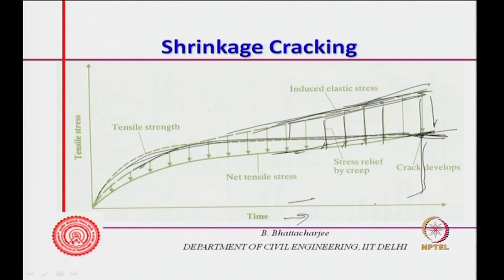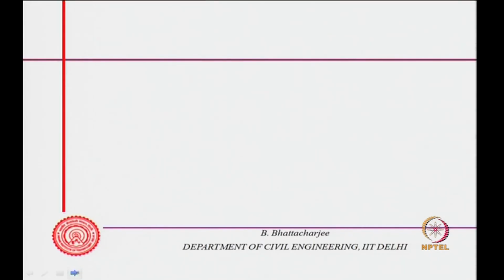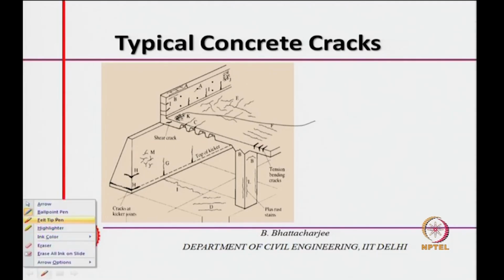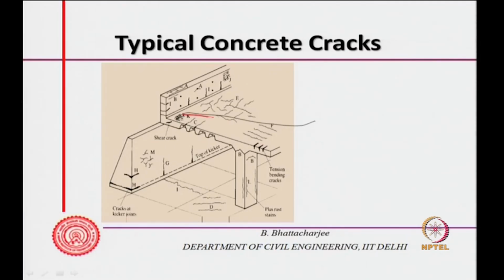This can take some time, but normally all these cracks come within about a month or two of the construction. These are drying shrinkage cracks, and this may be quite significant even in normal strength concrete. Other kinds of cracks that come out of shrinkage can be seen in this diagram. Typical concrete cracks, for example, this is fine crazing. This is called crazing.